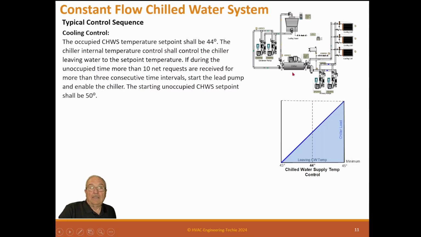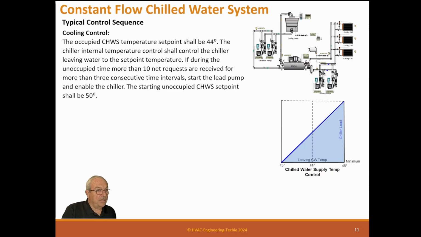Okay. Cooling control. The occupied chilled water supply temperature set point should be 44 degrees. The chiller internal temperature control shall control the chiller leaving water to the set point temperature. If during the unoccupied period more than 10 net requests are received for more than 3 consecutive time intervals, start the lead pump and enable the chiller. The starting unoccupied chiller set point should be 50 degrees. If you're in the unoccupied period and your system plant is off, then you can start it by watching how many change requests you get, and then you can go through a sequence of startup.